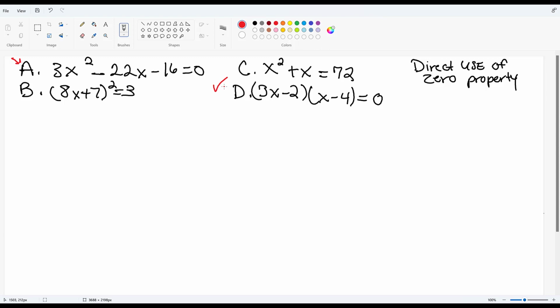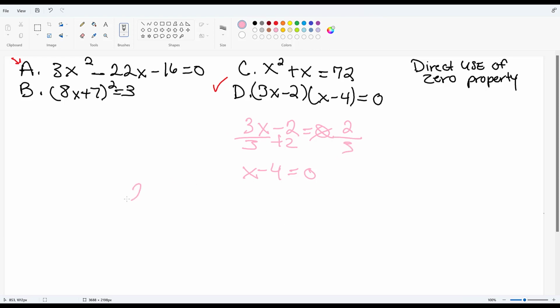The next thing they want you to do is actually solve the equation. All you simply do to solve these equations is set both of them, 3x minus 2 and x minus 4, equal to 0. Once you set them to 0, you just solve for x. You add 2 here, and you divide by 3, so that becomes 2 over 3.